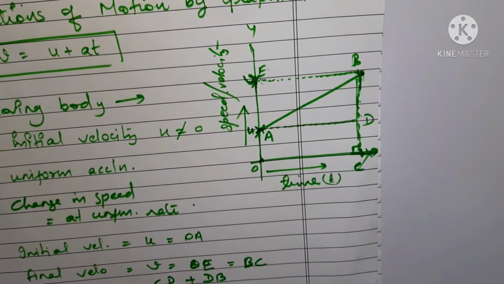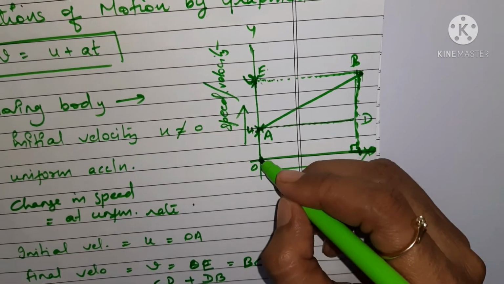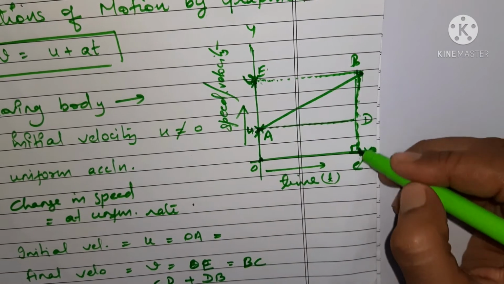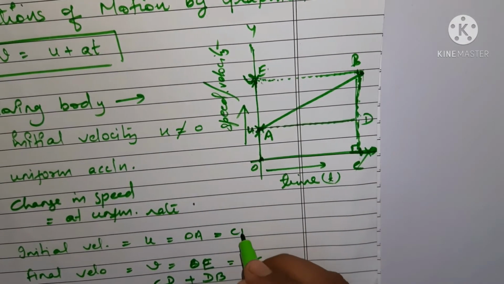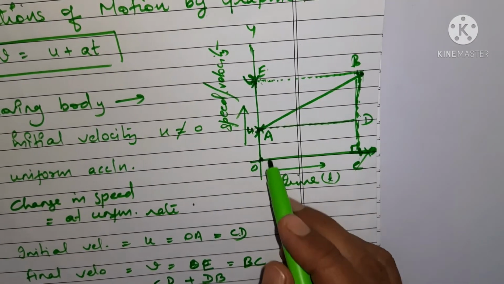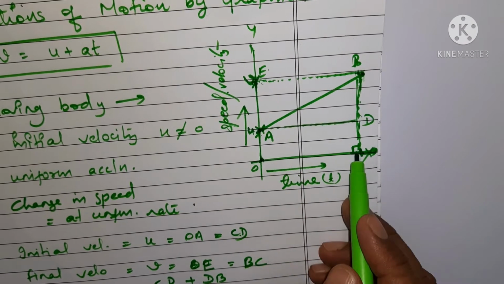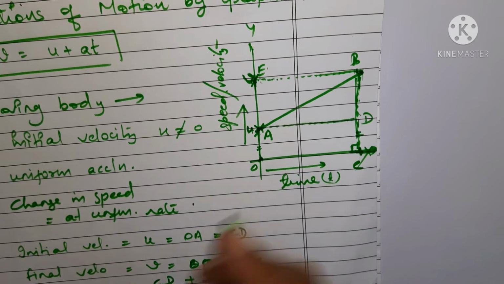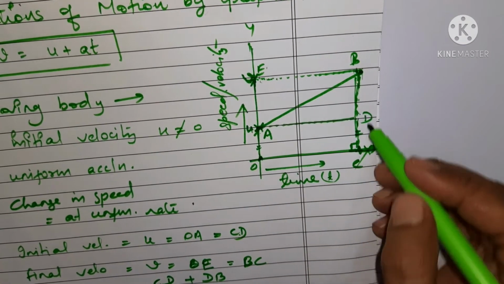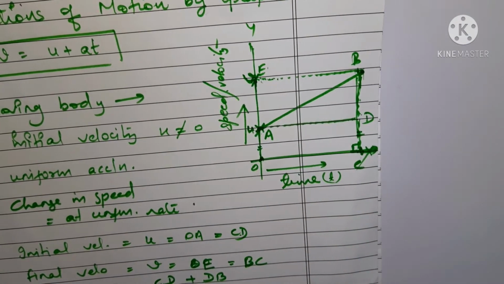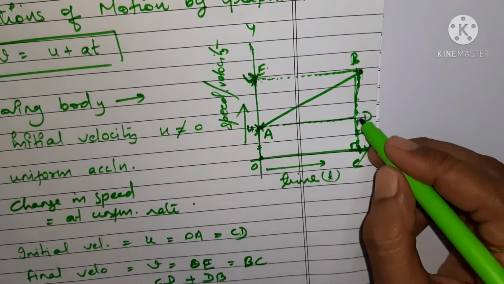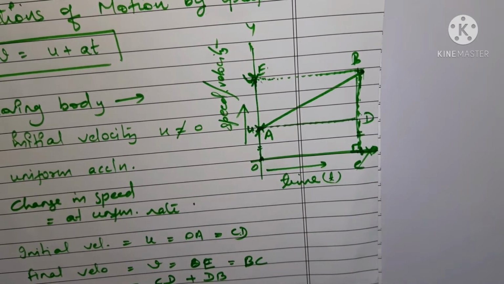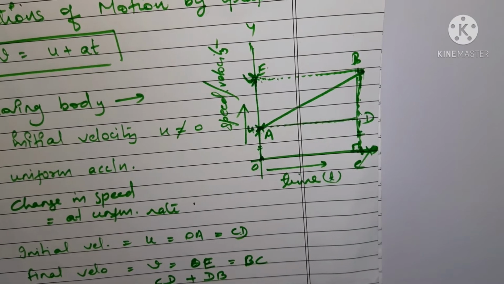When we say CD, this CD is equal to OA. Why is it CD? Because AD is parallel to OC, so this part is going to be equal to this much. It means that OA is equal to CD. So instead of CD, we can write OA. So it is going to be OA plus DB.